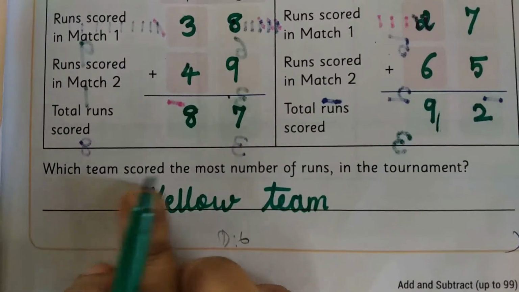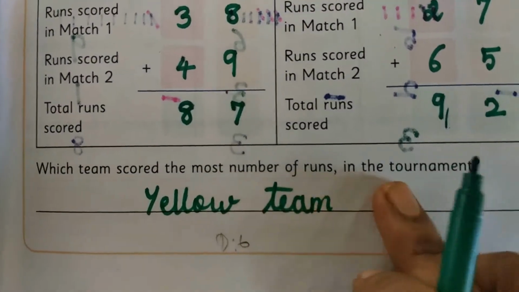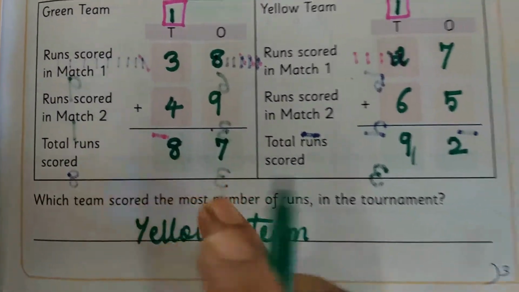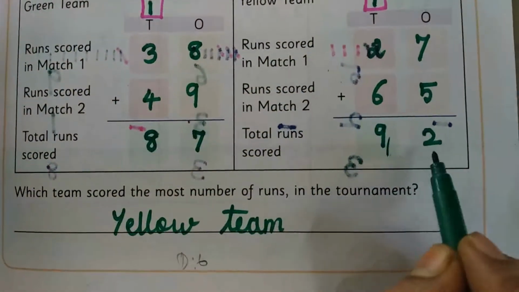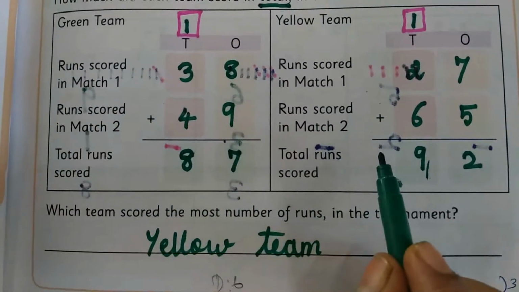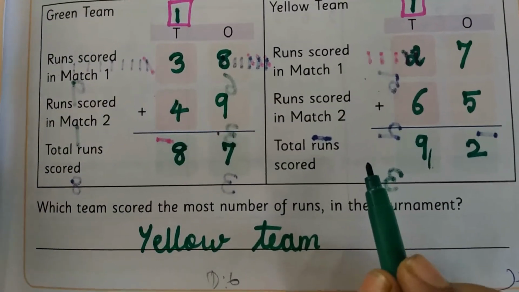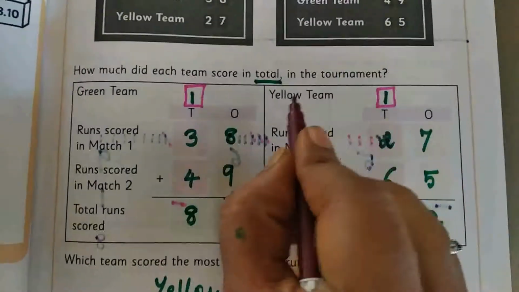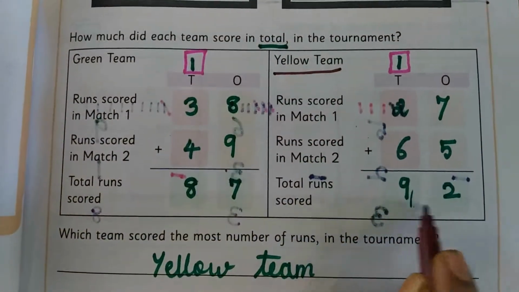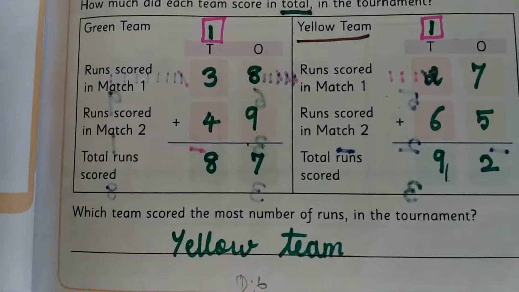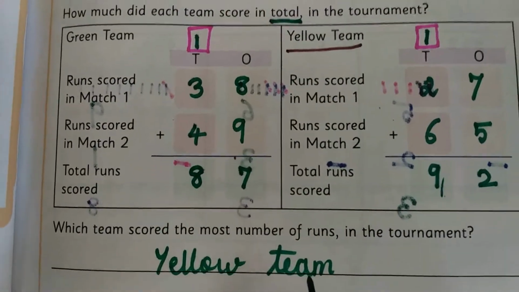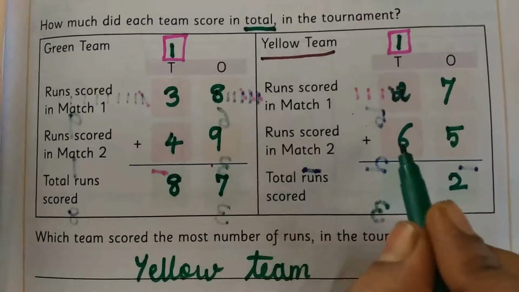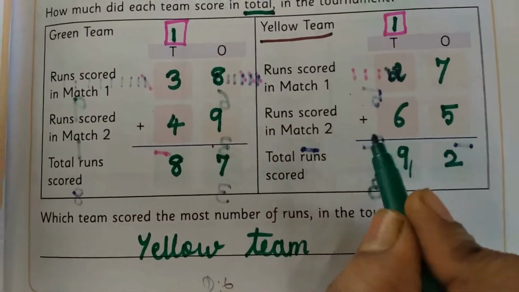See here, which team scored the most number of runs in the tournament? In both the teams, green team scored 87 runs and yellow team scored 92 runs. Which team scored more runs? Yes, very good, yellow team. So yellow team scored more runs. You want to write here yellow team. Pause the video and you can do the addition by yourself also.